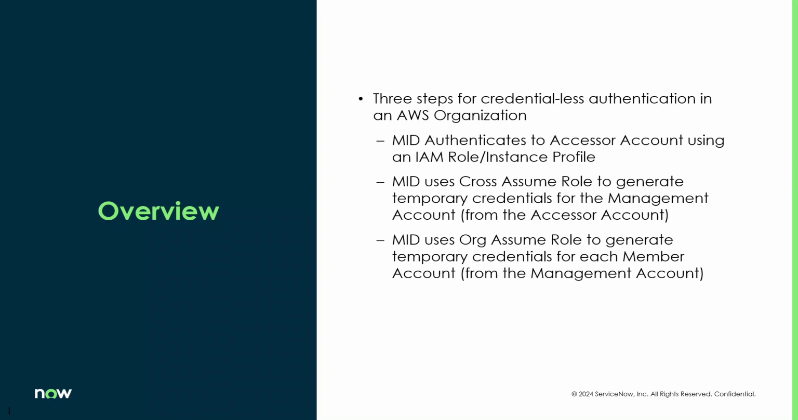So once again, the three steps for credential-less authentication in an AWS organization. First, the MID will authenticate to the accessor account using the IAM role that's attached to the EC2 instance. We covered this in part one. Step two is the MID will use cross-AssumeRole to generate temporary credentials for the management account. So this is an AssumeRole from the accessor account to the management account. We covered this setup in part two. And the third step is the MID will use org AssumeRole to generate temporary credentials for each member account. And this is an AssumeRole from the management account to each member account. And that's what we're going to cover today.